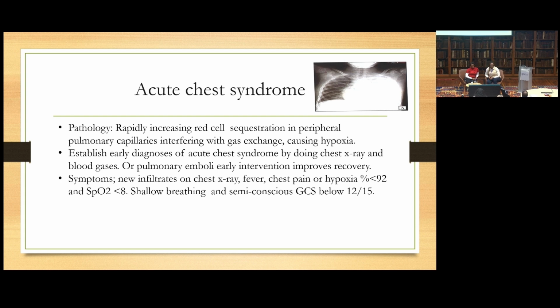Acute chest syndrome. The pathology is rapidly increasing red cell sequestration in peripheral pulmonary capillaries, interfering with gas exchange, causing hypoxia. Establish early diagnosis of acute chest syndrome by doing chest x-ray and blood gases, and consider pulmonary emboli. Early intervention improves recovery. Symptoms will be new infiltrates on chest x-ray, fever, and chest pain. The patient would also have hypoxia, with saturations below 92% or arterial blood gas below 8, shallow breathing, and be semi-conscious with a GCS between 12 and 14.